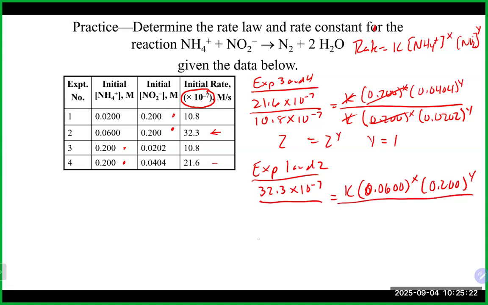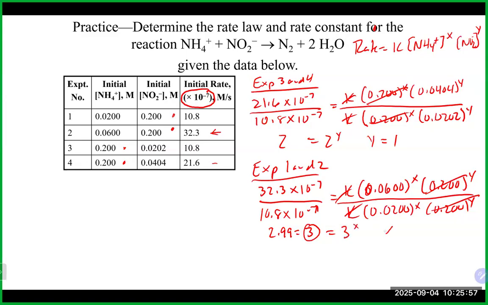Putting everything from experiment 1 on the bottom, 10.8 times 10 to the minus 7, k, 0.02 to the X, 0.2 to the Y. Again, here we got 32.3 times 10 to the minus 7 divided by 10.8 times 10 to the minus 7. Basically a 2.99, and I'm going to round that to 3 in this case. And that's going to equal, the k's and these are going to cancel, 3 to the X, and X will equal 1 in this case. Any questions on that there?